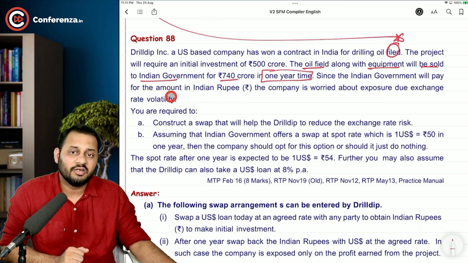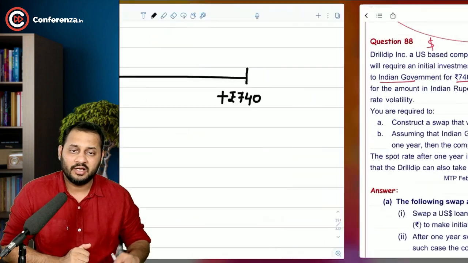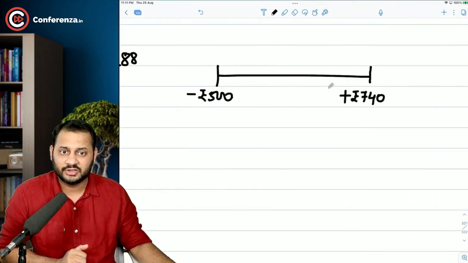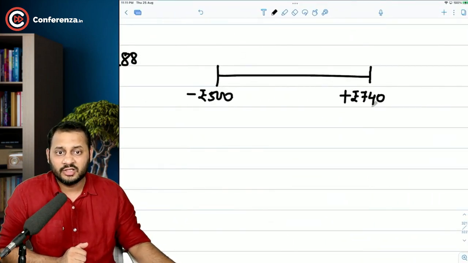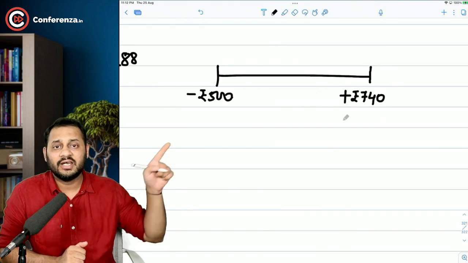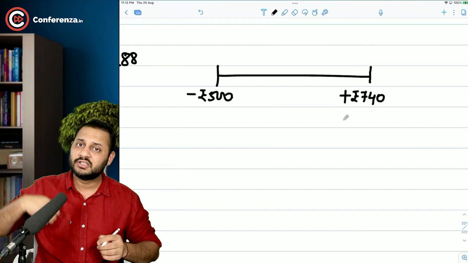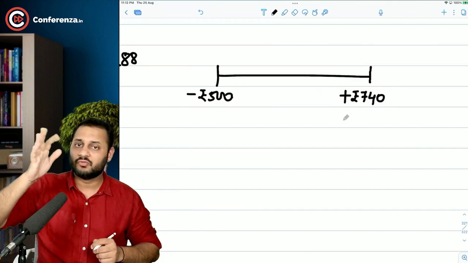Think from the angle of the US based company. Their home currency is dollar and all the transactions the Indian government is doing are in rupees. When the US based company sells this project to the Indian government, they will get rupees. So exchange rate risk is with the US company and they are worried about it.